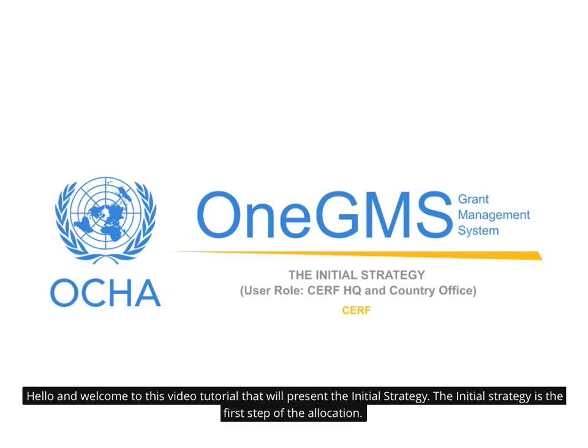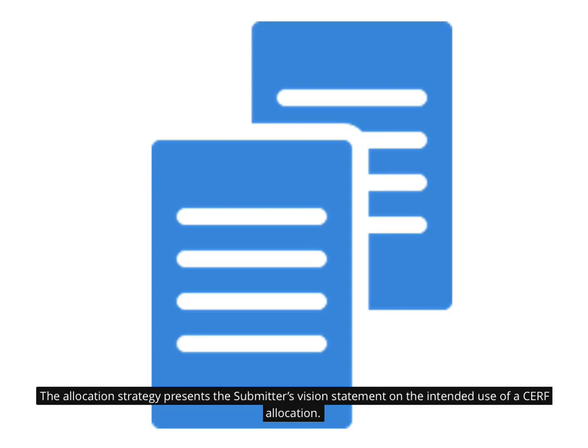Hello and welcome to this video tutorial that will present the initial strategy. The initial strategy is the first step of the allocation. The allocation strategy presents the submitter's vision statement on the intended use of a CERF allocation.